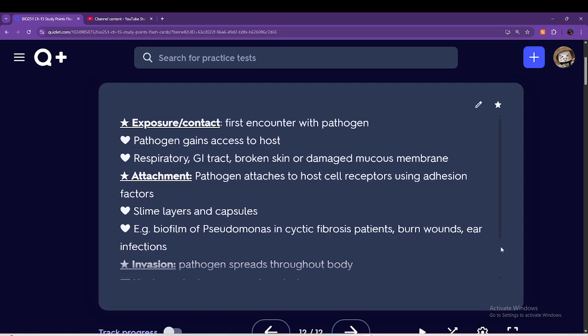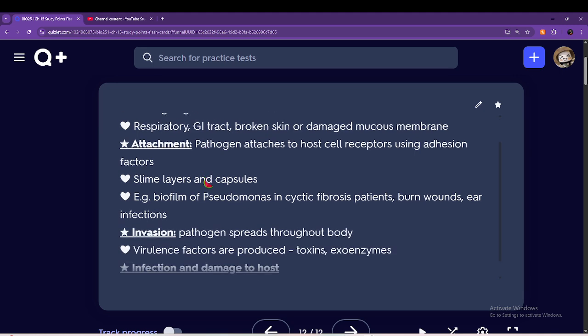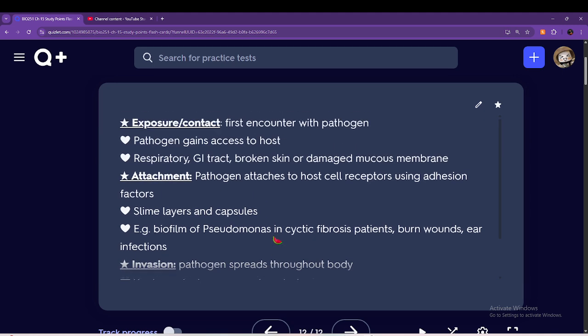Now, the 4 steps of pathogenesis. The first step is exposure. Second, attachment, invasion, and infection. So exposure, like I said, is the first encounter with pathogens where the pathogen gains access to the host. Like I said, respiratory, GI tract, broken skin.